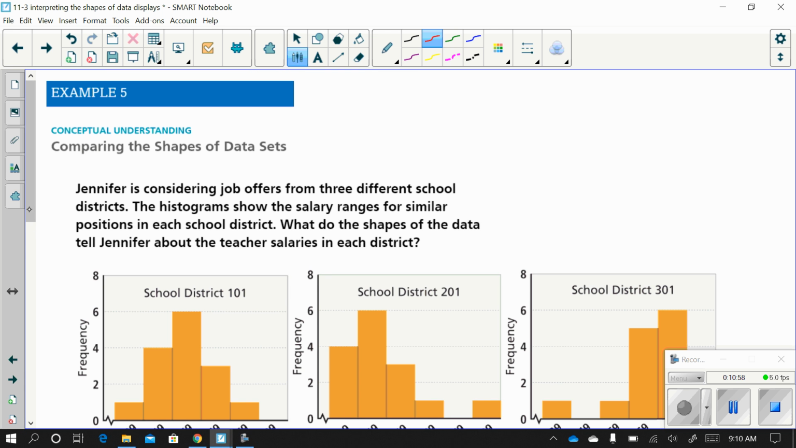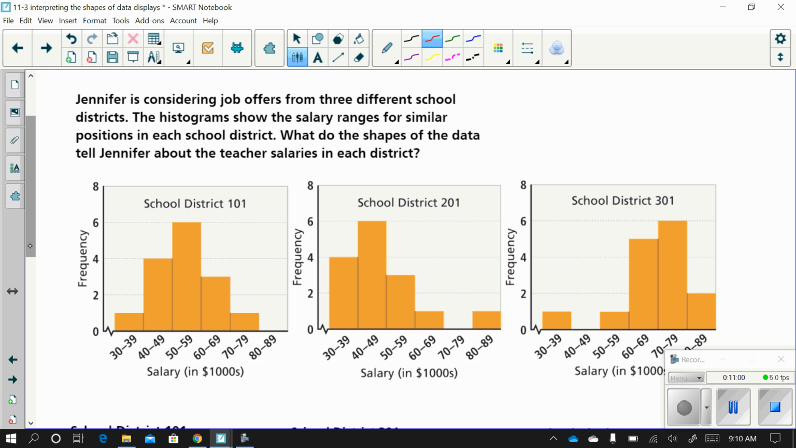All right, so let's look at example 5 now, comparing the shapes. This is something very interesting, something you should think about when you're getting ready to start looking at jobs. Jennifer's considering job offers from 3 different school districts. The histograms show the salary ranges for similar positions in each school district. What do the shapes of the data tell Jennifer about the teacher salaries in each district?